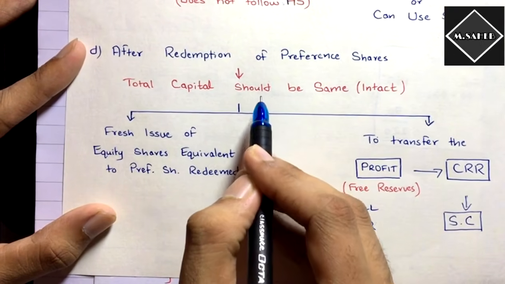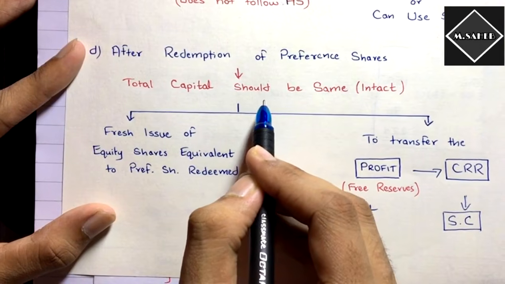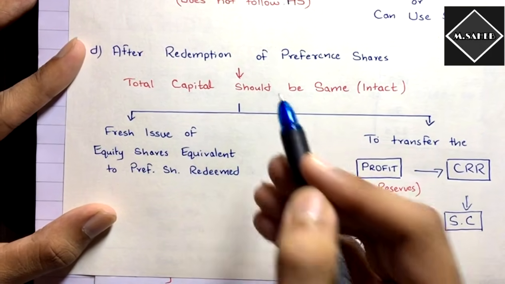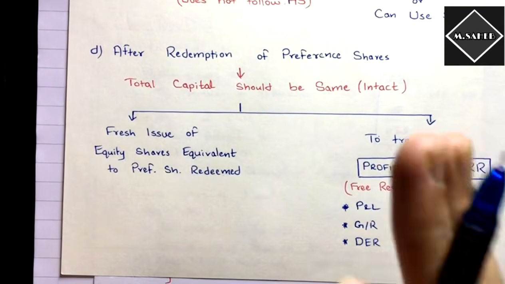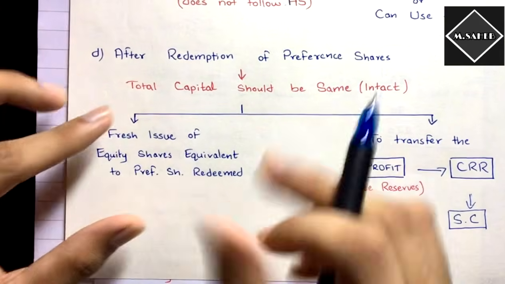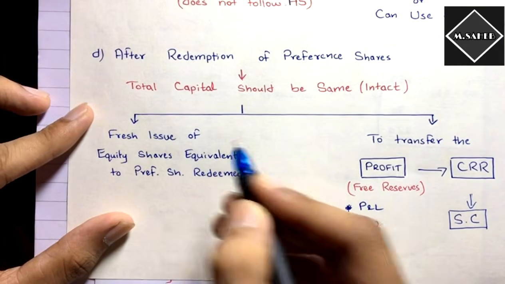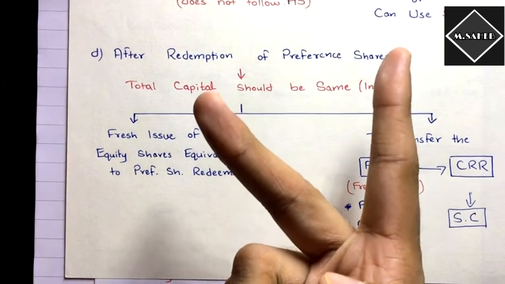This is the requirement of section 55 of the Indian Companies Act. Why is this a requirement? Because we have to comply with this. The total capital of the company should be same. For example, in the balance sheet, let's say equity shares was 100, preference shares was 100. In total, your company had 200 capital.